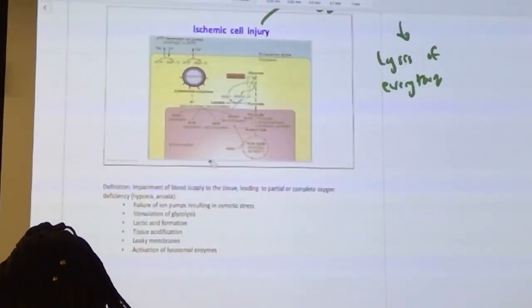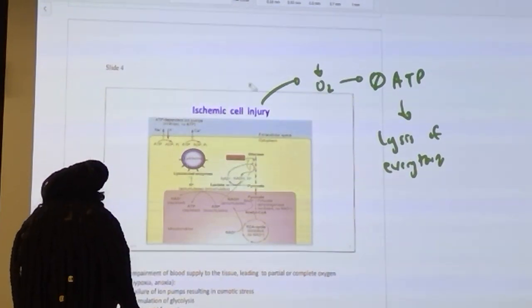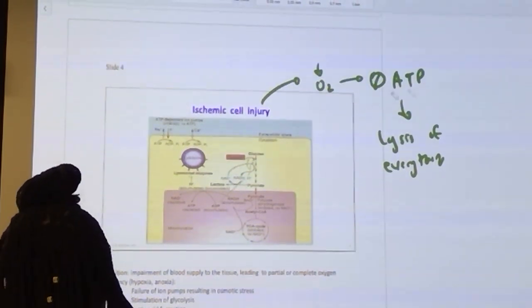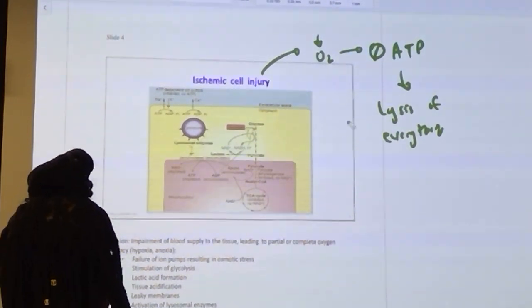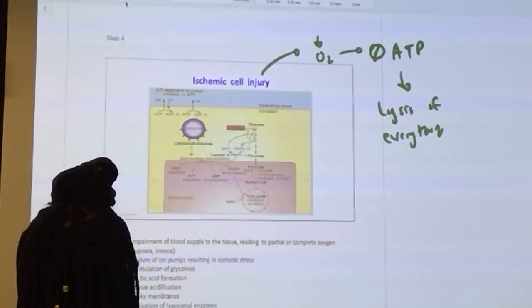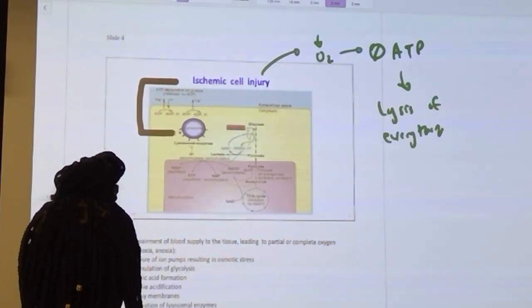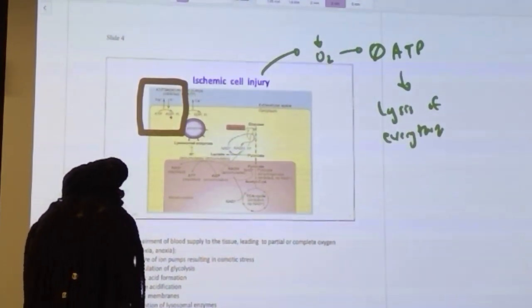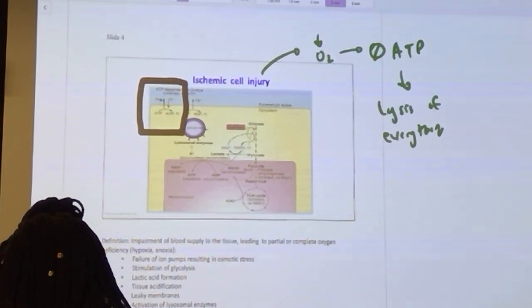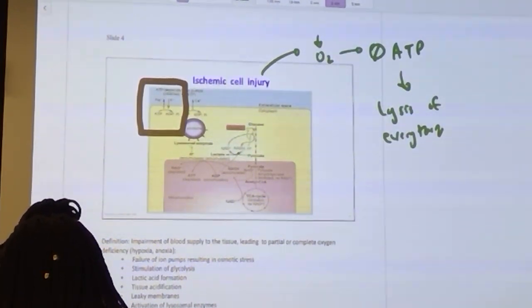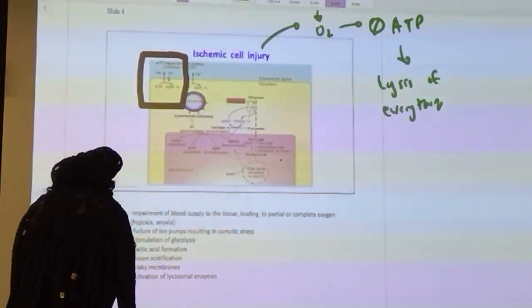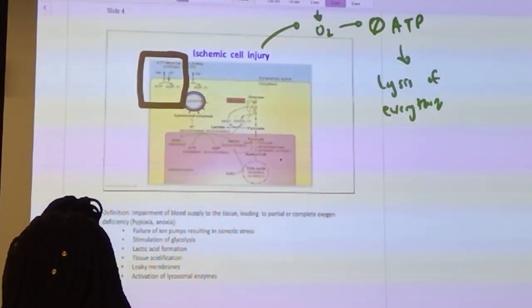Okay, so reactive oxygen species. Ischemic cell injury: low oxygen equals low ATP. Low ATP means you can't power your sodium potassium pump. If you can't power that, you're not able to excrete sodium from the cell, so there's high sodium in the cell. Water follows salt, so there's a bunch of water flowing into the cell, and then the cell lyses. Everyone got that?